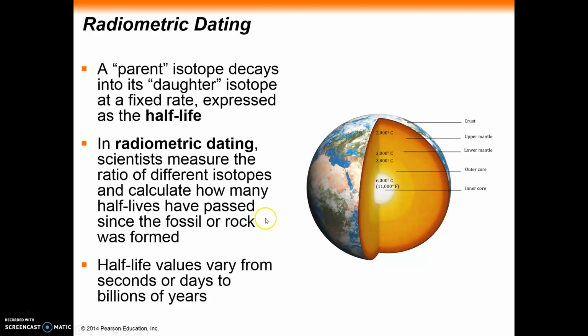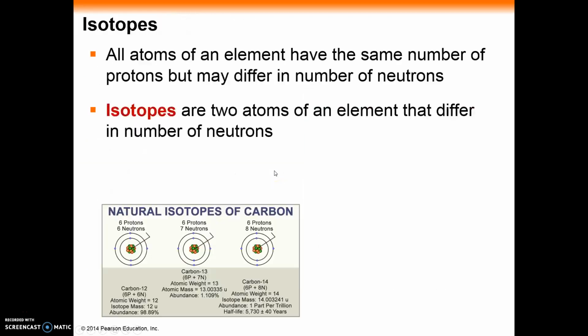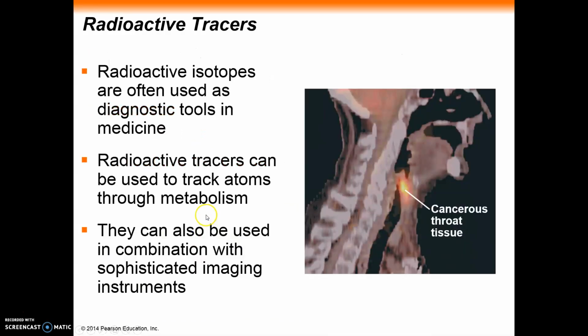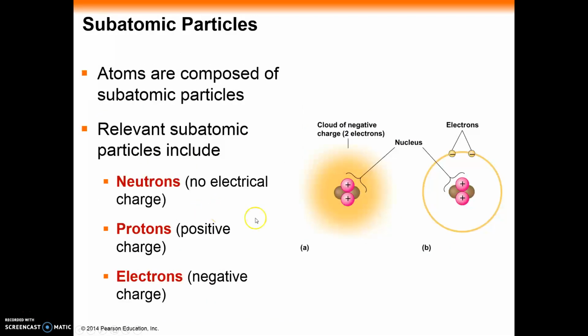All right, picking up where we left off, talking about radioactive isotopes, and isotopes having the same number of protons but a different number of neutrons, such as we had here. But let's come back to the subatomic particles themselves, okay?